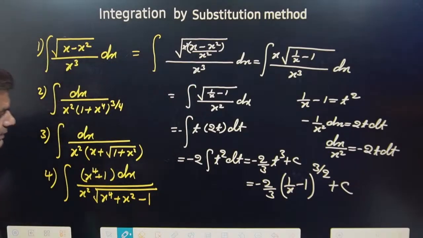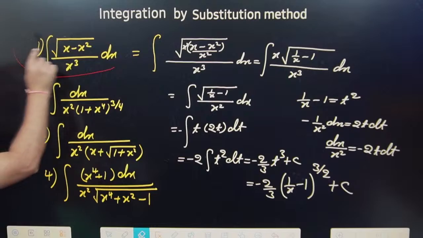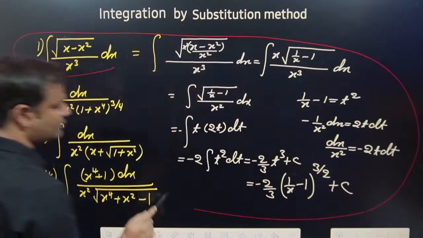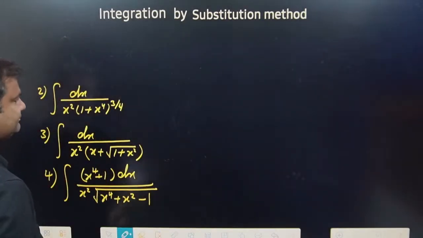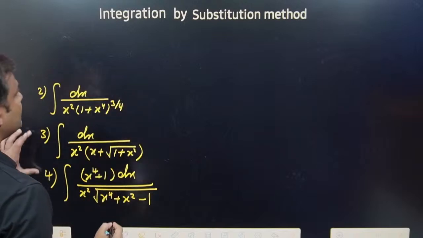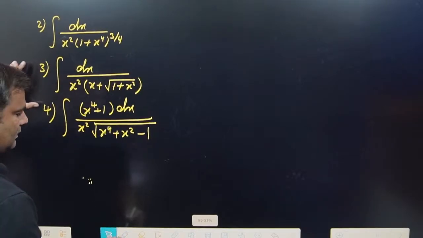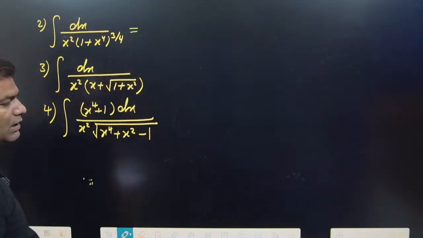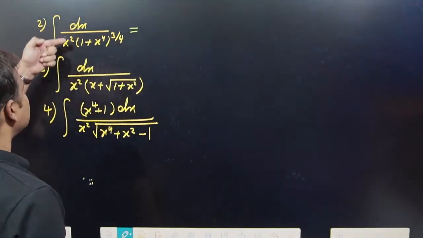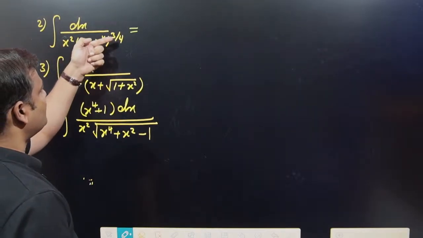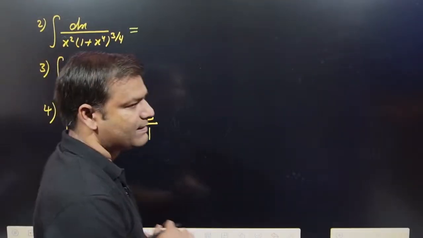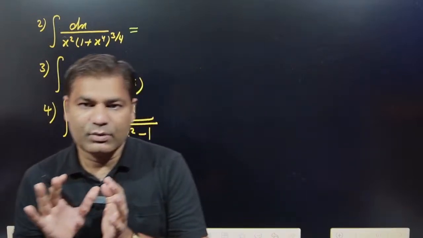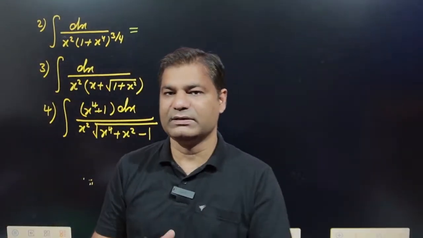Okay. Now after that we focus on the next problem, problem number 2. Look, how can we do it? Here dx divided by x square into 1 plus x to power 4 to the whole power 3 by 4. Now first of all, search which one is taken as t and which one is taken as dt.